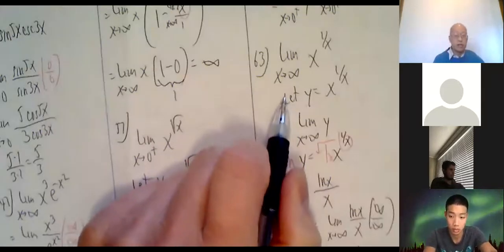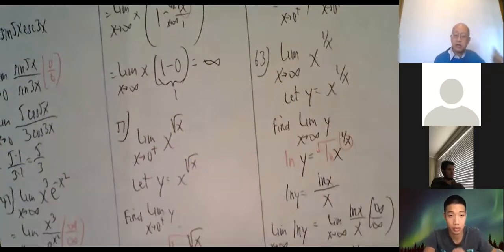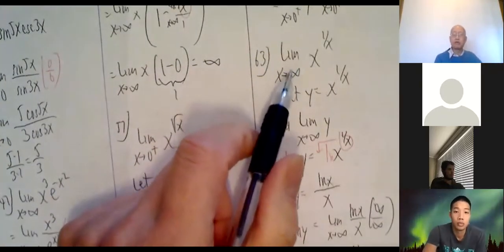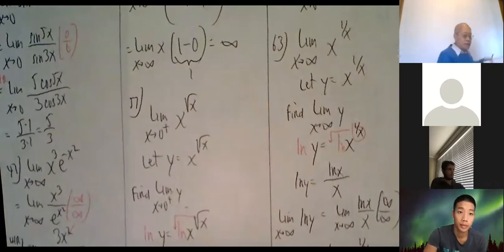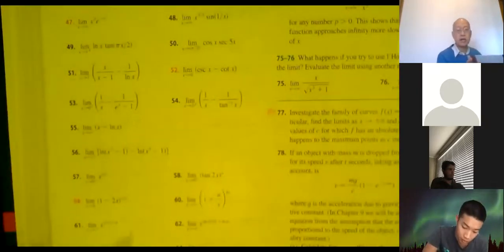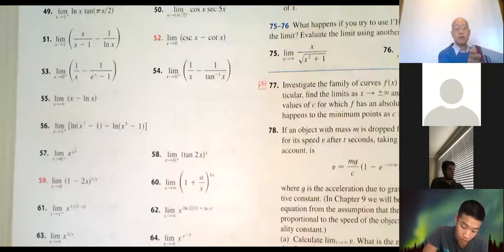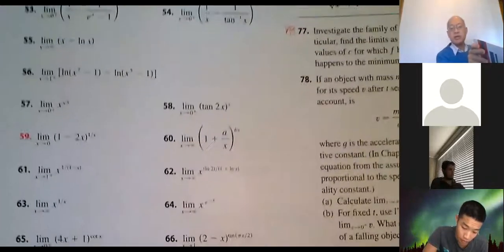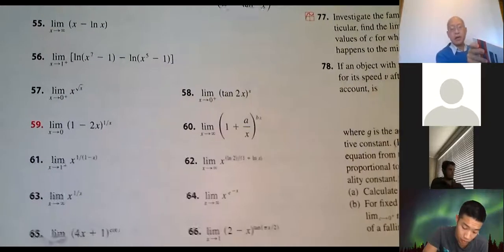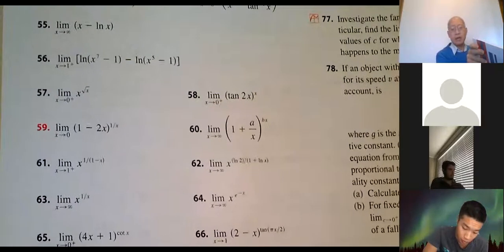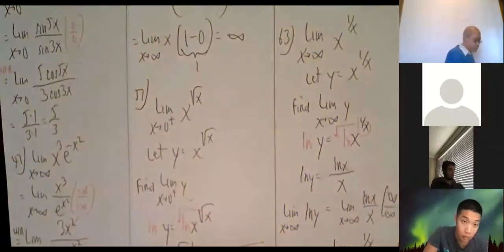All right, limit as x approaches plus infinity of x to the 1 over x. So play the same trick. In fact, all of these problems are going to be the same thing. It's just like the one I did. So from, what, 57 through 65, I guess? They're all like that. Call it y, and then you take the ln of both sides, and so on.